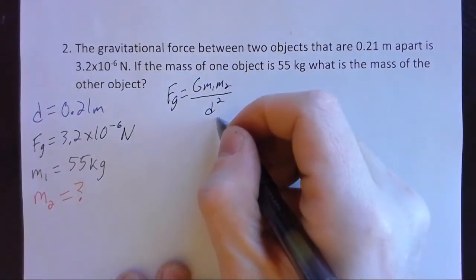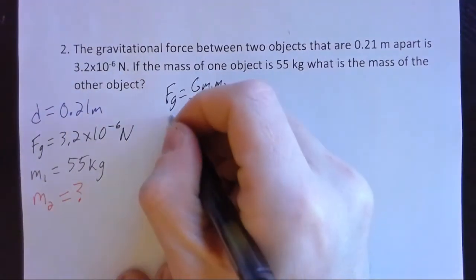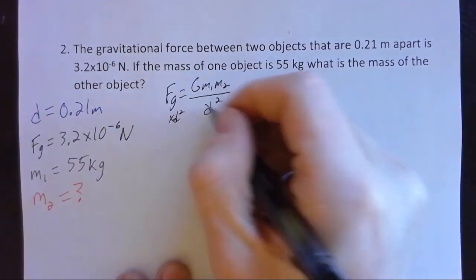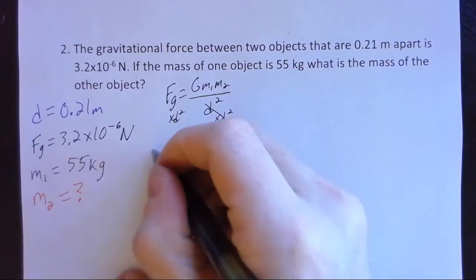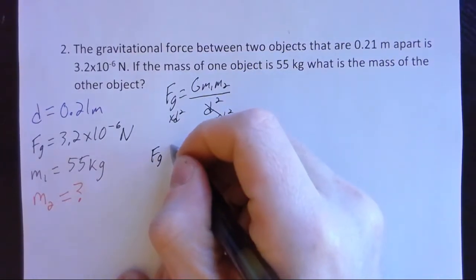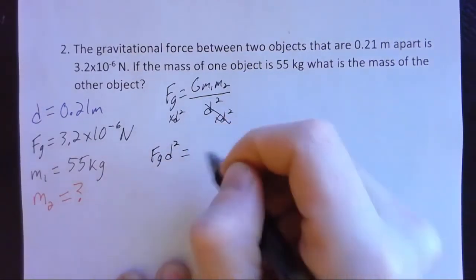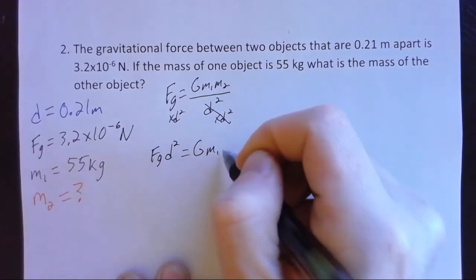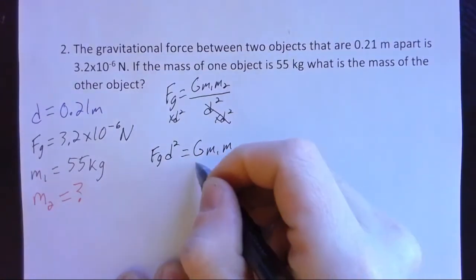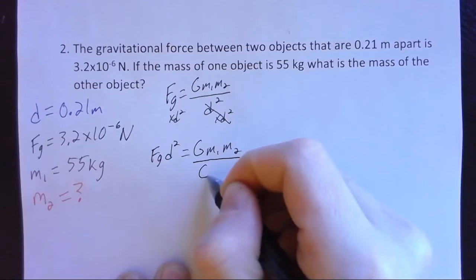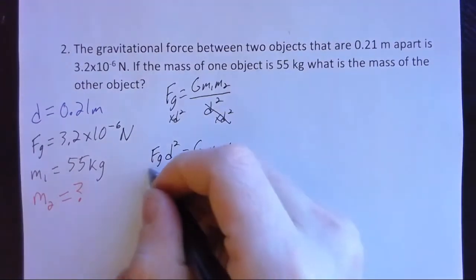We'll have to rearrange this equation to get the mass of the second object by itself. We'll do this by first removing distance squared from the denominator by multiplying it on both sides. This gives us the force of gravity times distance squared is equal to the gravitational constant times the mass of the first object times the mass of the second object.